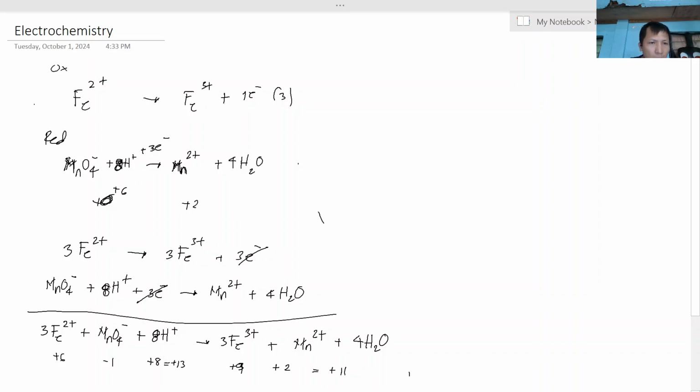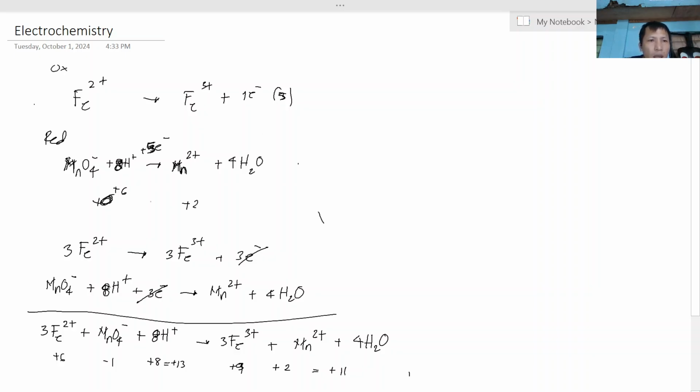So this is not 3. That's my bad. So negative plus negative is 7. You need a 5 for this one. 5 electrons for it to be a 2 positive. So this should be multiplied by 5.